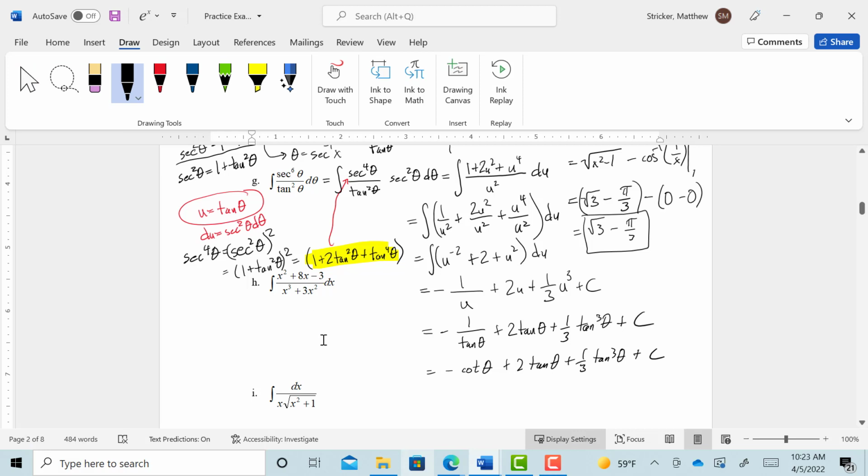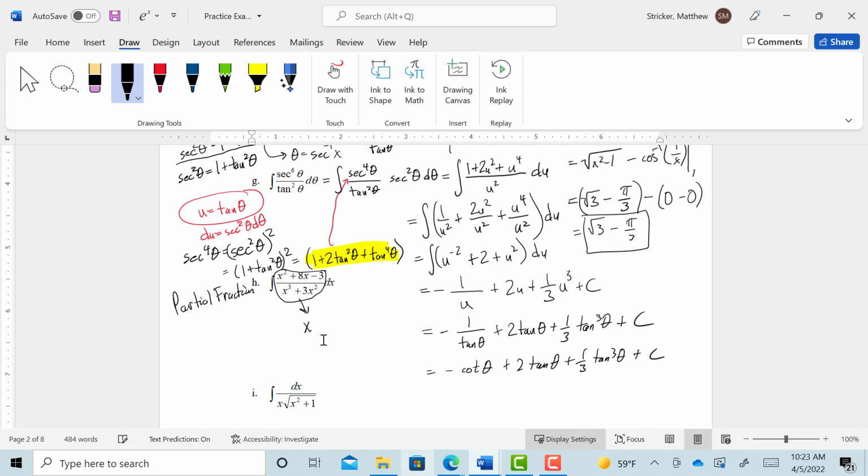The next one again, hopefully you recognize that rational form, so that's going to be a problem where we're going to want to use partial fractions. Numerator does not have a higher degree, so we can just go ahead and jump into this, but you do need to factor the bottom.